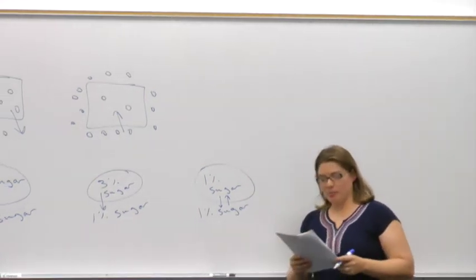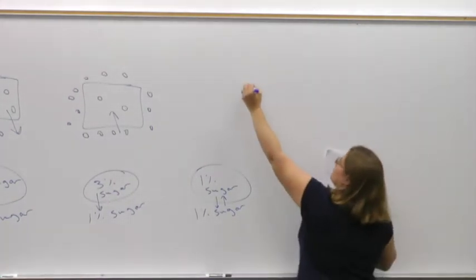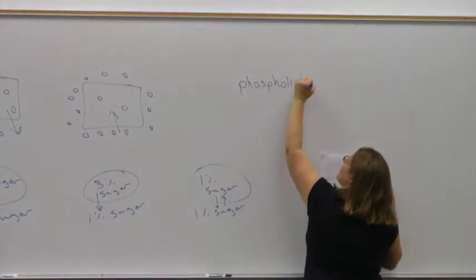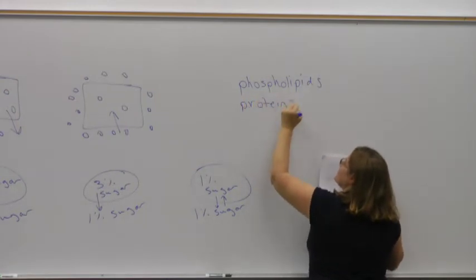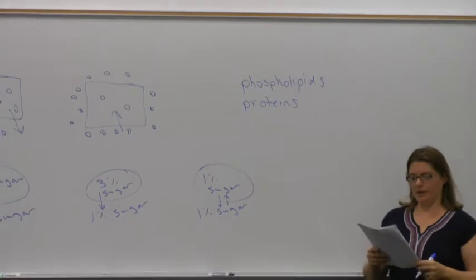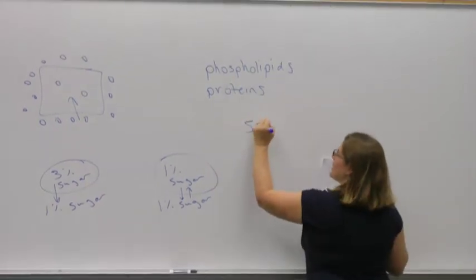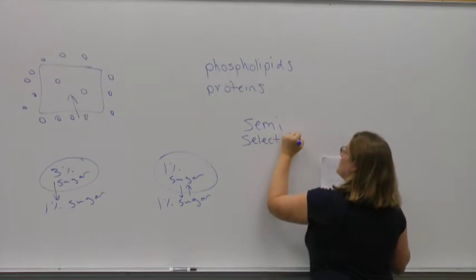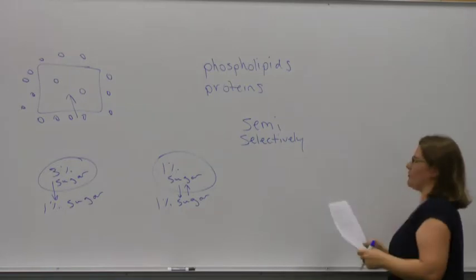So what about number 3, filling in the blanks? The cell membrane is primarily made up of what 2 ingredients? Phospholipids and what? Proteins. Phospholipids and proteins. And what about number 4? The cell membrane is semi... you can say semi or selectively, it means the same thing, so either answer would be correct. The cell membrane is semi-permeable. The cell membrane is selectively permeable.